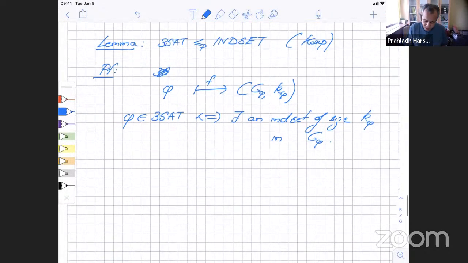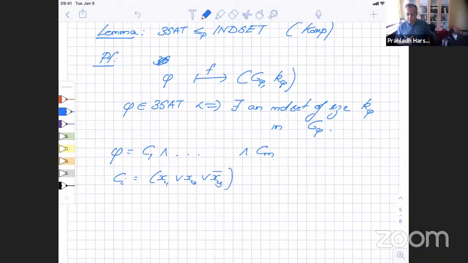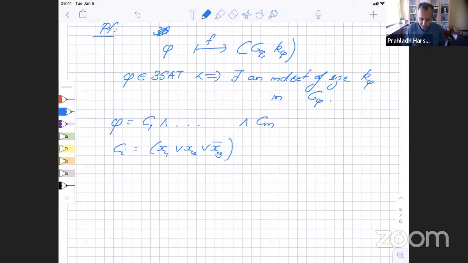We'll actually do it in a very nice fashion. Suppose phi is a 3-SAT formula. We'll use the fact that phi is a conjunction of clauses. It has m clauses, and say the ith clause looks like xi1 or xi2 or xi3, something like that. We are now going to use these clauses to construct a graph. So let me first describe what the graph G phi is. I will describe both its vertices and its edges.